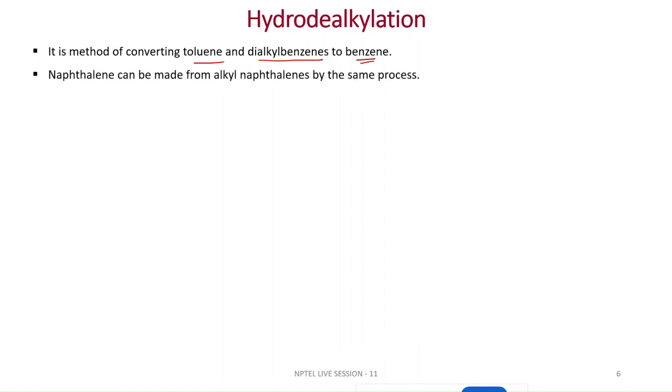Okay, so we will be now discussing the hydrodealkylation process that I already mentioned; this process is very important. It is a method of converting all the toluene and dialkyl benzene to benzene. Ultimate goal is to produce benzene. It can be made from alkyl naphthalenes by the same process also.